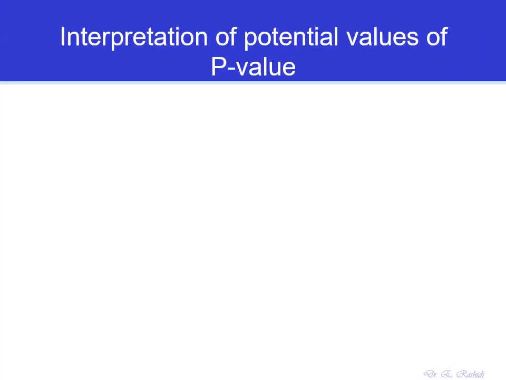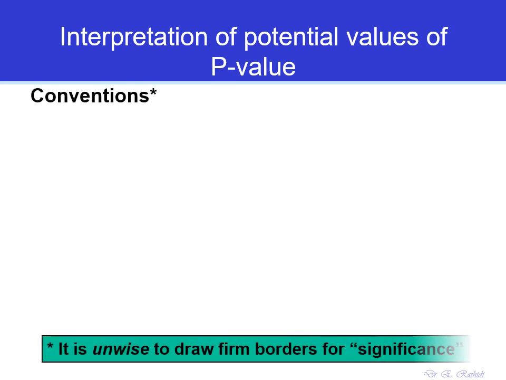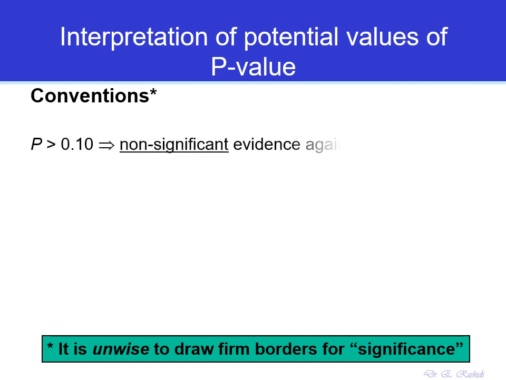Interpretation of potential values for p-value. Generally, it is unwise to draw a firm border for the level of significance that we have in a test. This is just for general understanding. This is going to change; you have to adapt it. You have to be wise and make your decision based on the problem, the background, the setting, and the information that you have. But this is in general.